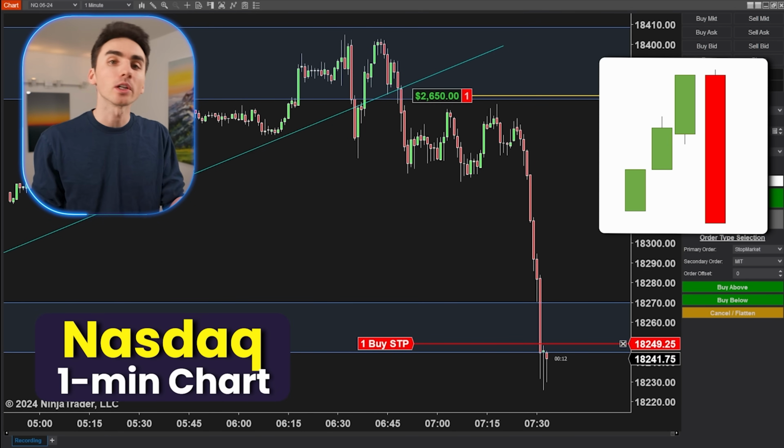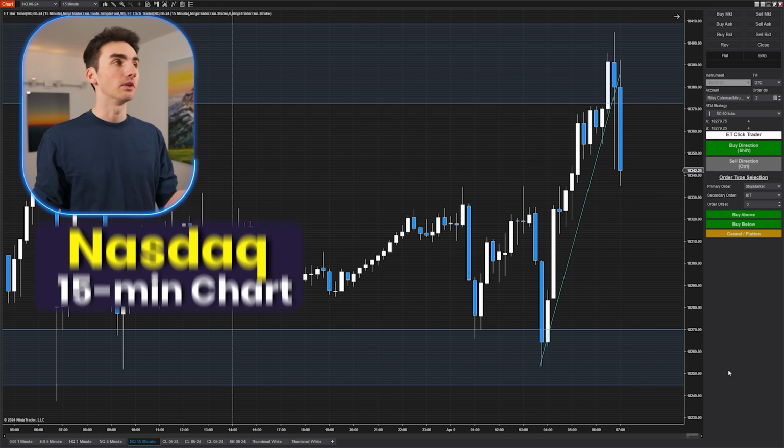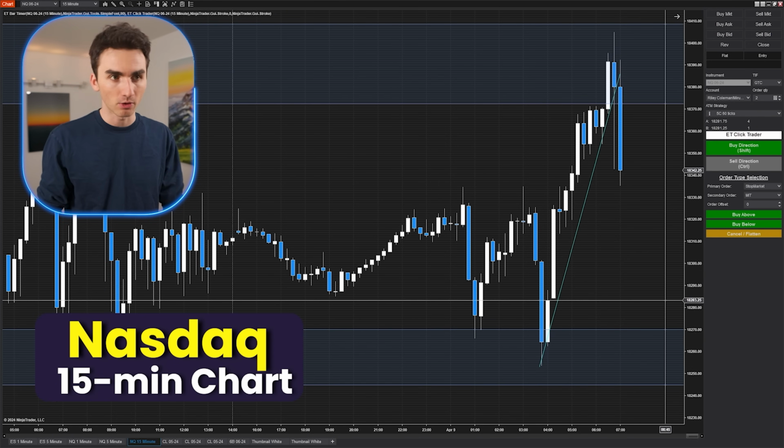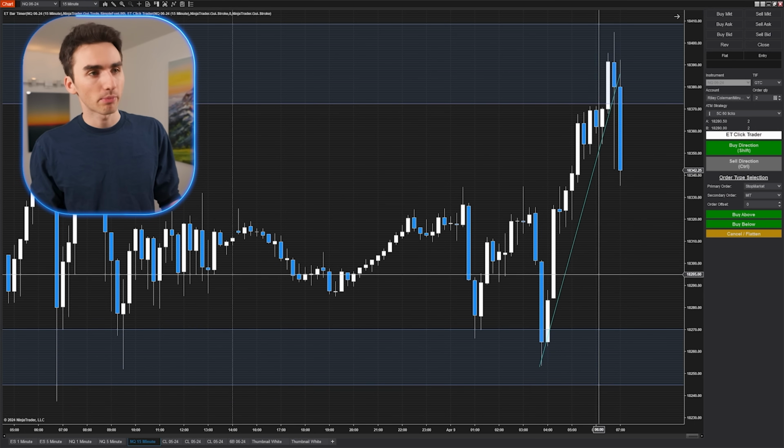This right here is on a 1-minute chart, but if I go back to my actual charts and look at a 15-minute chart now, we're looking at the NASDAQ futures, and you can see that 3-line strike pattern show up here.